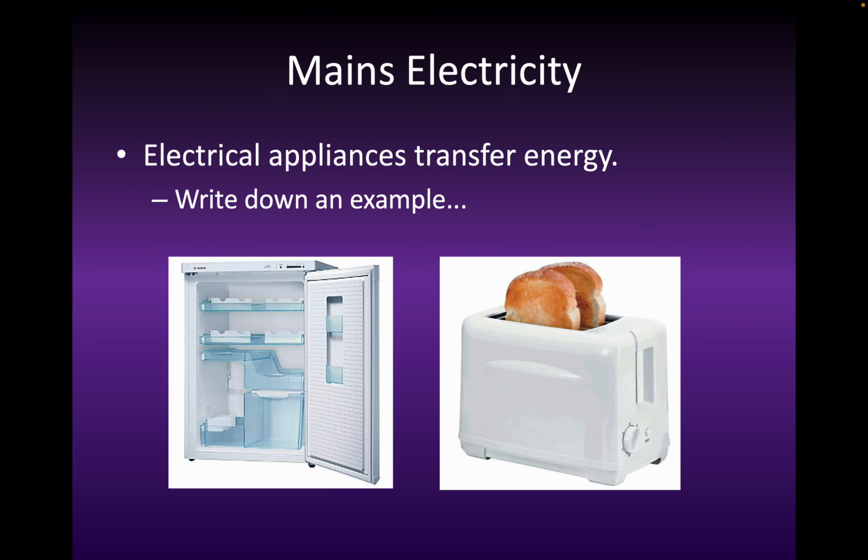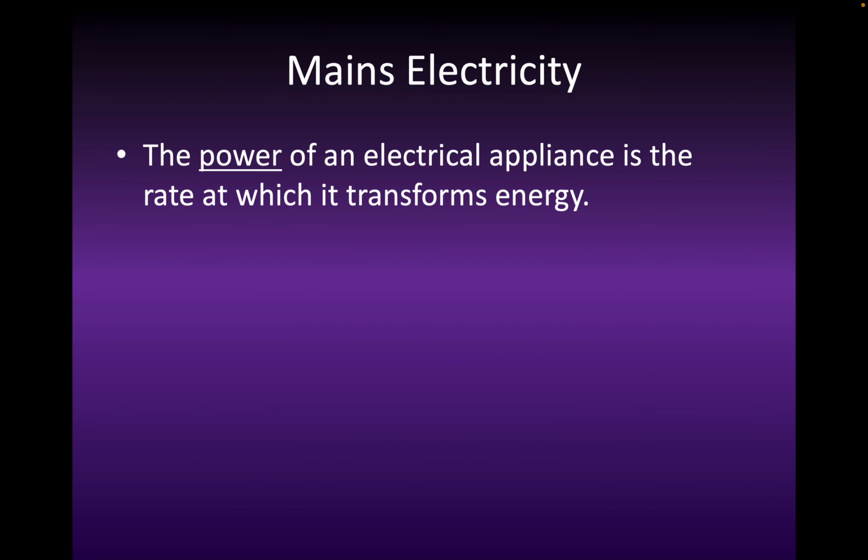Toaster on the right, fridge on the left, they both use mains electricity. The electrical appliances both transfer energy. One is for producing heat, the other is for removing heat from inside the fridge and keeping things cool. And they both plug into a 13 amp socket in your home. So the power of an appliance electrically is the rate at which it transforms energy from electricity into other forms. So it's basically a user of electrical work.